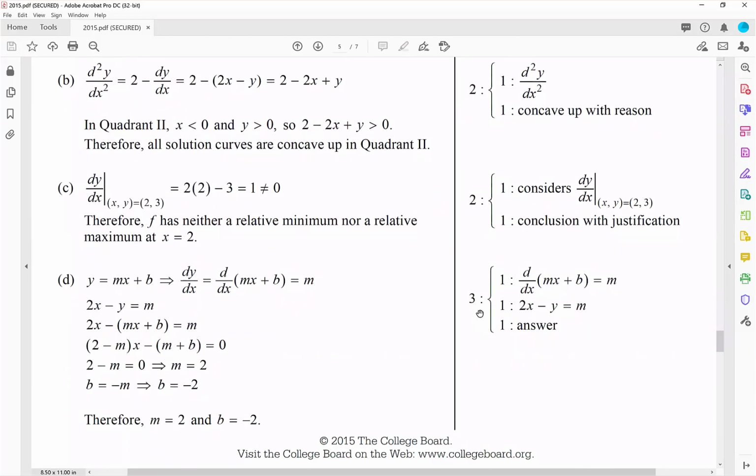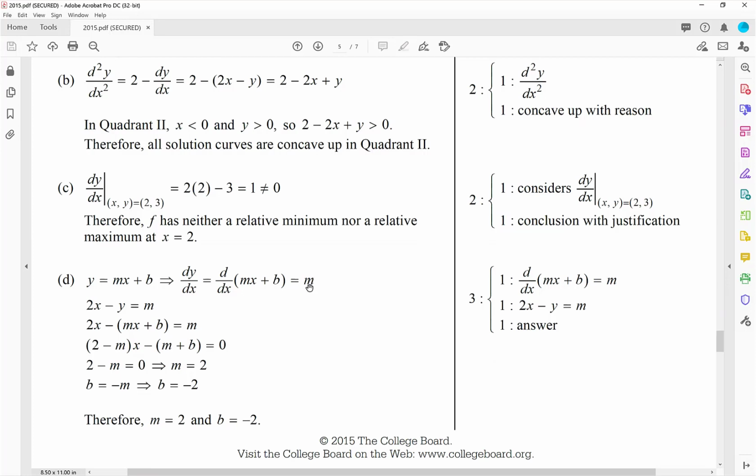Perfect. Look at letter D. I would never have thought to go that way. And to me, honestly, right when it gets to here, I get lost right here. I'm a little confused. I'm sure if I invest some time, I'll figure it out. So let's see. y equals mx plus b. That means that the derivative of mx plus b is m.